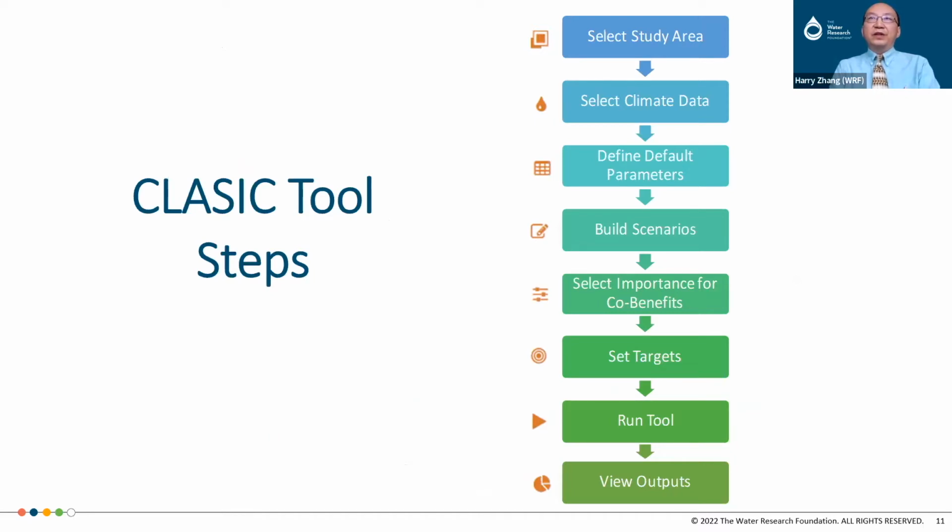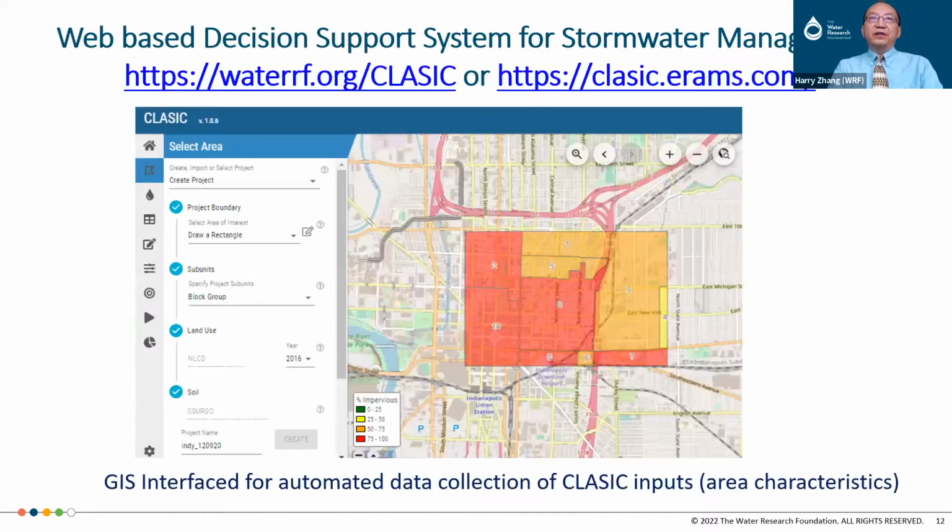First, here's just a key step. I'm going to elaborate in the following slide. But basically, you start by defining your area or watershed, and then you incorporate your climate data and precipitation data. There are also some built-in parameters you can select from. Then you build different scenarios of green and gray combinations. If you're interested in the benefits, you select the importance of factors for you, and then you run the tool. You can even enter some targets to compare against.